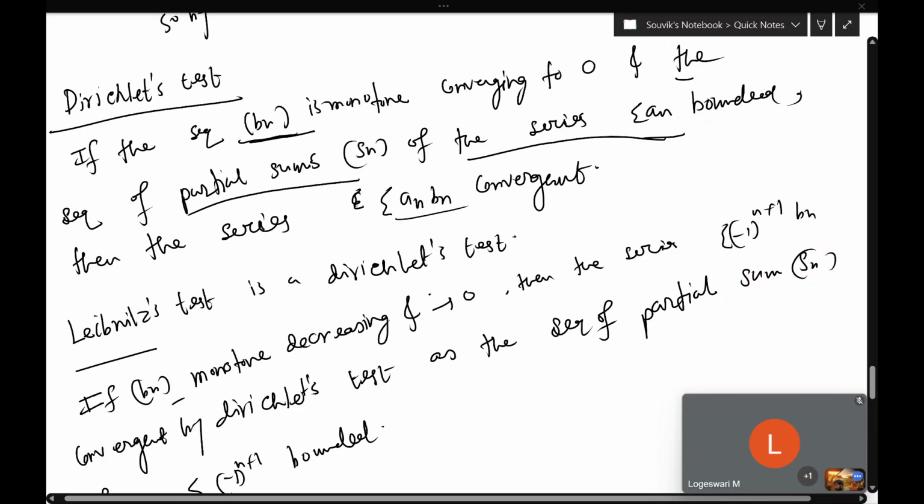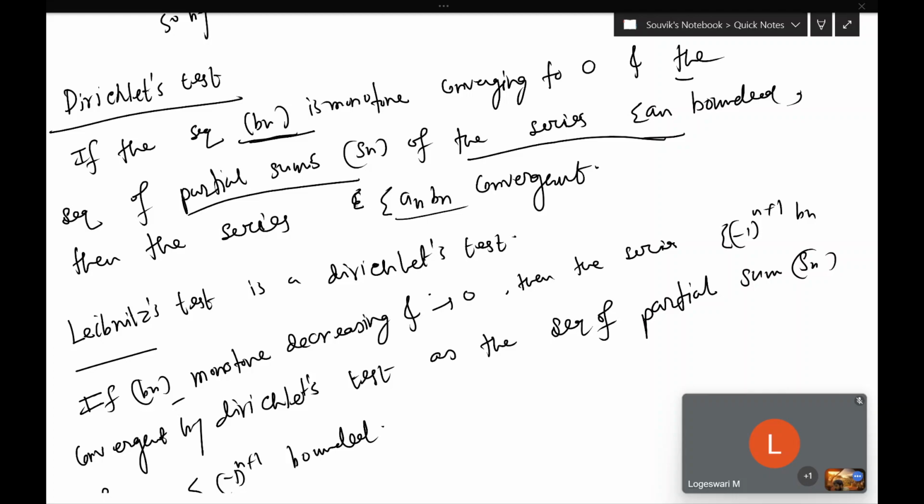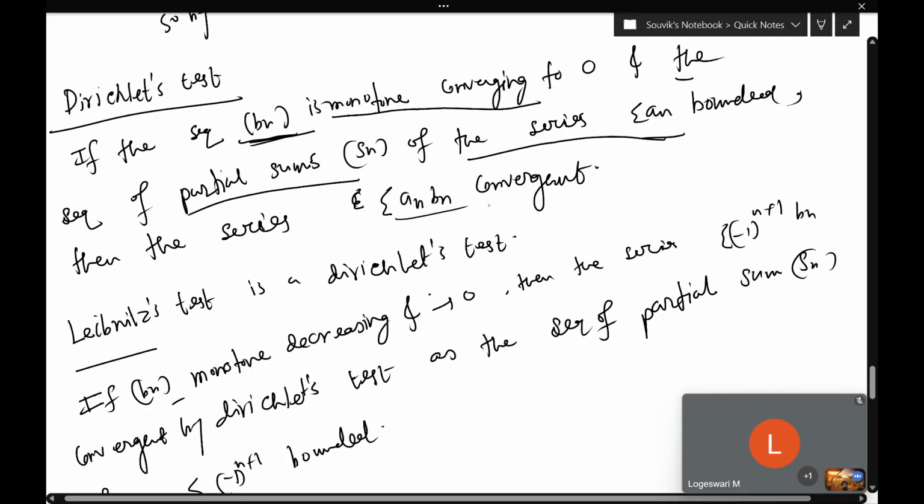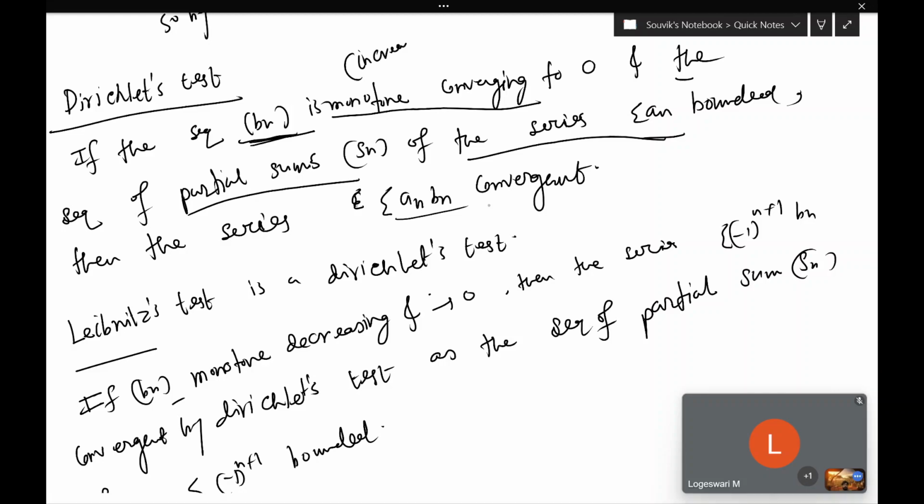What does this test tell? It tells that if the sequence b_n is monotone, either monotone increasing or decreasing, and the sequence of partial sums of the series summation a_n is bounded, and b_n converges to zero, then the summation of a_n b_n is convergent. Then observe that the Leibniz test is a special case of Dirichlet's test. I should mention it is a special case.